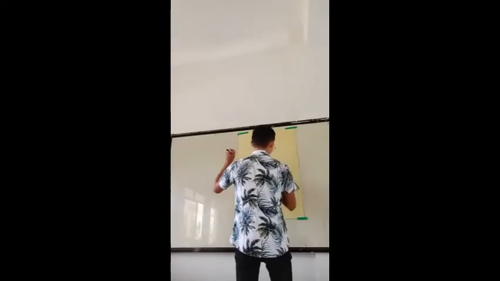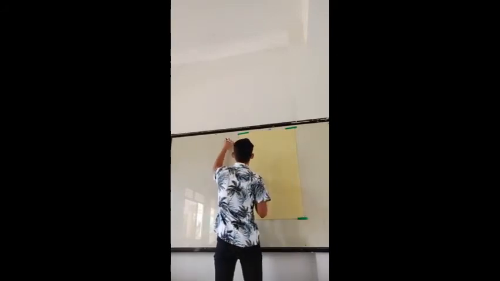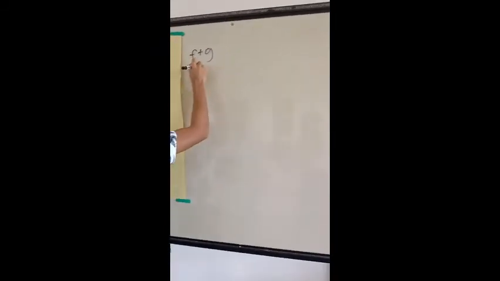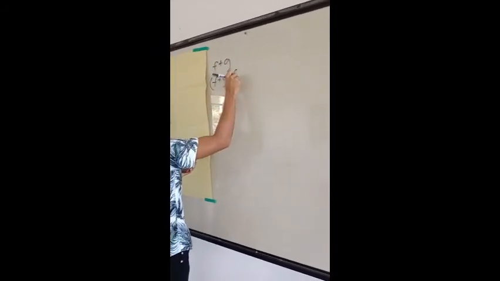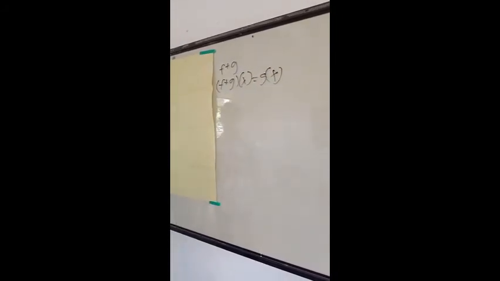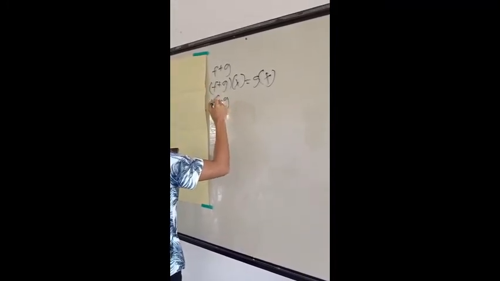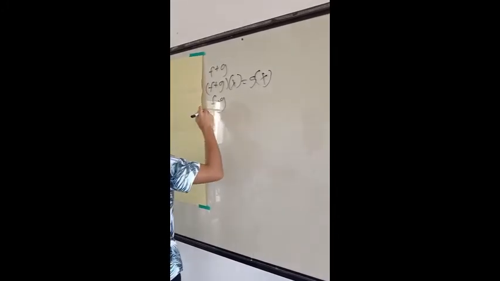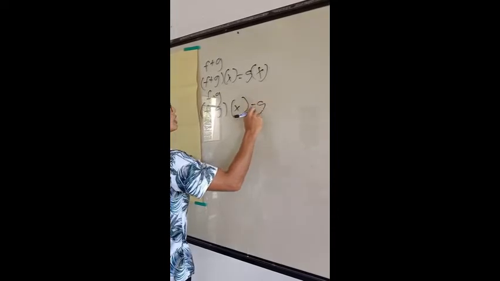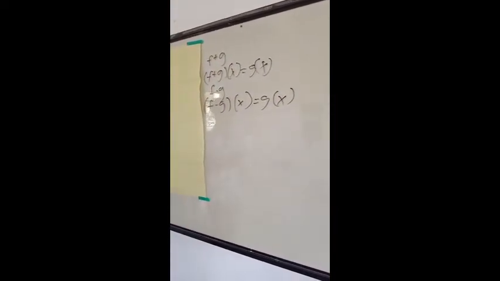So let's define operations with functions of the variable x. The sum function f plus g is the function defined by the quantity f plus g times x is equal to f of x plus g of x. That is the operation for addition. And then next, the difference function f minus g is the function defined by the quantity f minus g times x is equal to f of x minus g of x. That is the operation for subtraction.